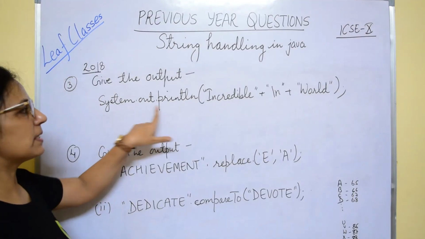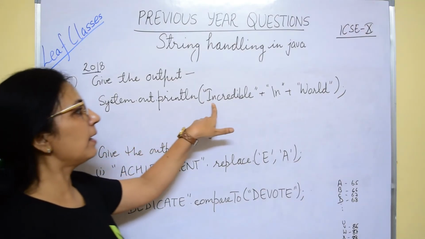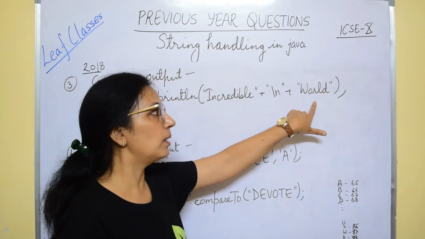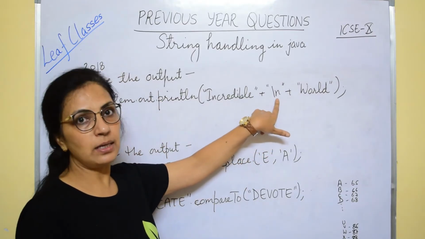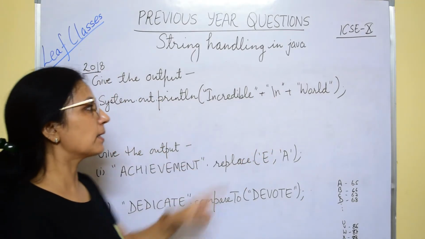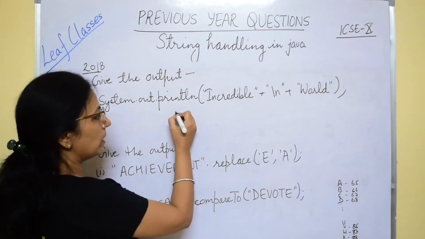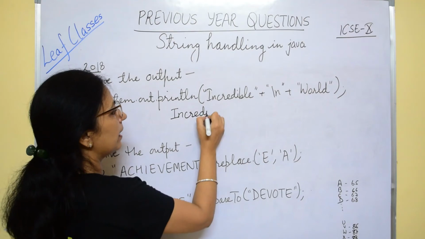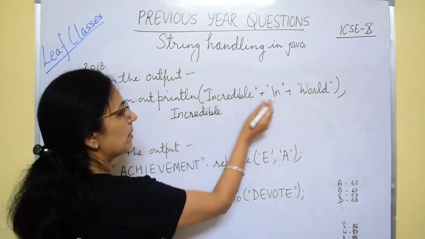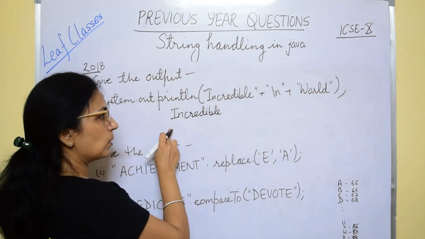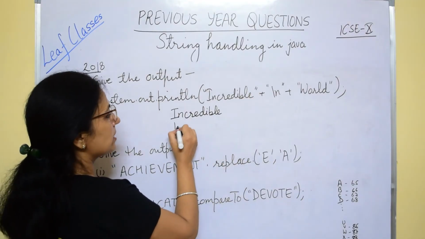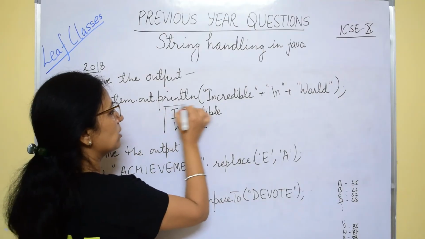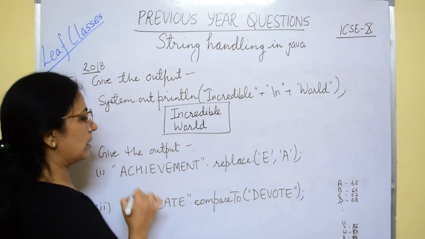Give the output. System.out.println incredible plus \n plus world. \n is the new line escape sequence character which takes the cursor to the new line. So the output of this will be incredible and then \n will take you to the next line and the next value will be printed on the next line. So this is the output, right?